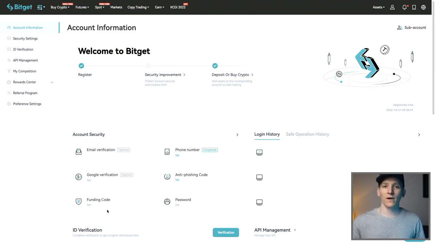The second thing is a funding code right here. You may have to set this up if you want to withdraw crypto or fiat currency from the platform. So definitely, funding code is something you'll have to set up as well. You don't need KYC for trading if you just want to get crypto on and off. If you want to deal with fiat currency, then you will have to get your KYC information on here as well.